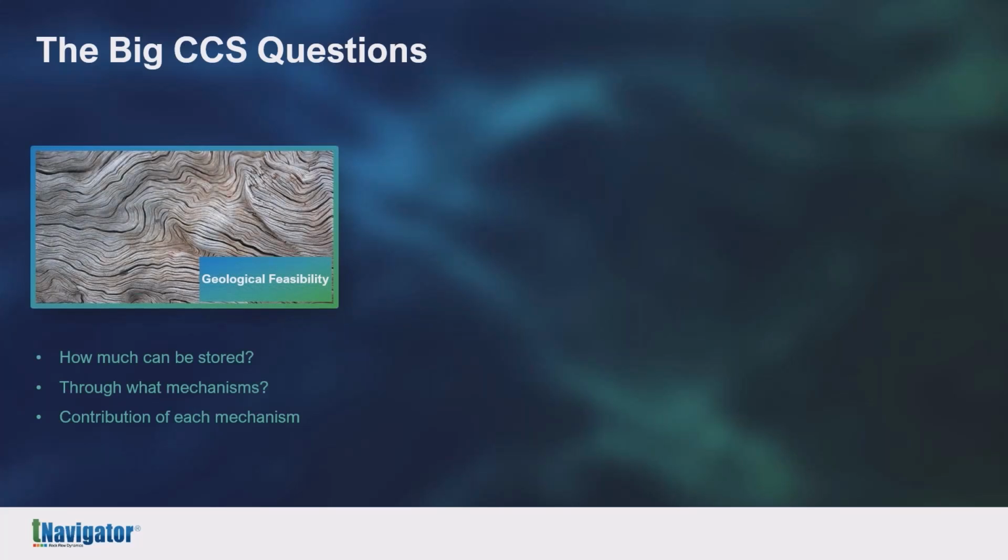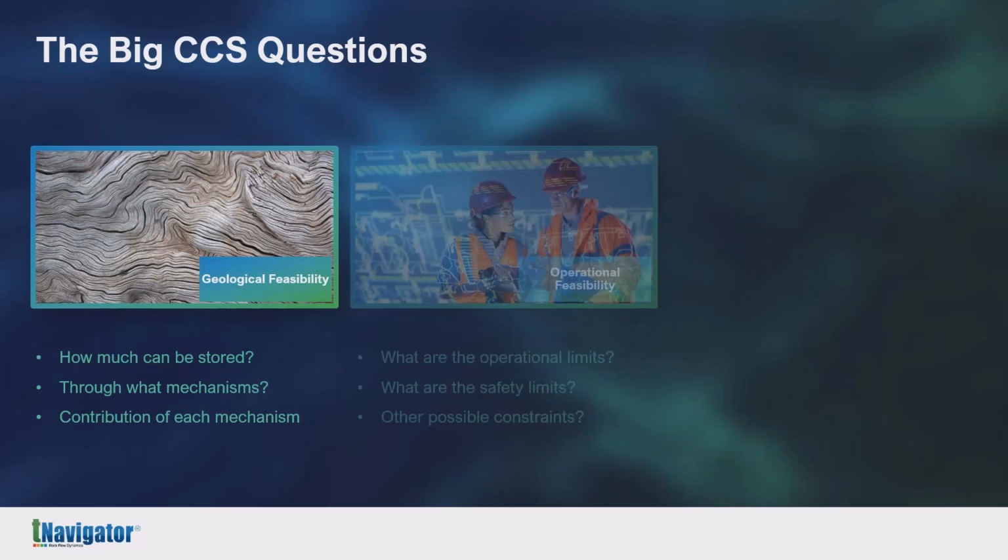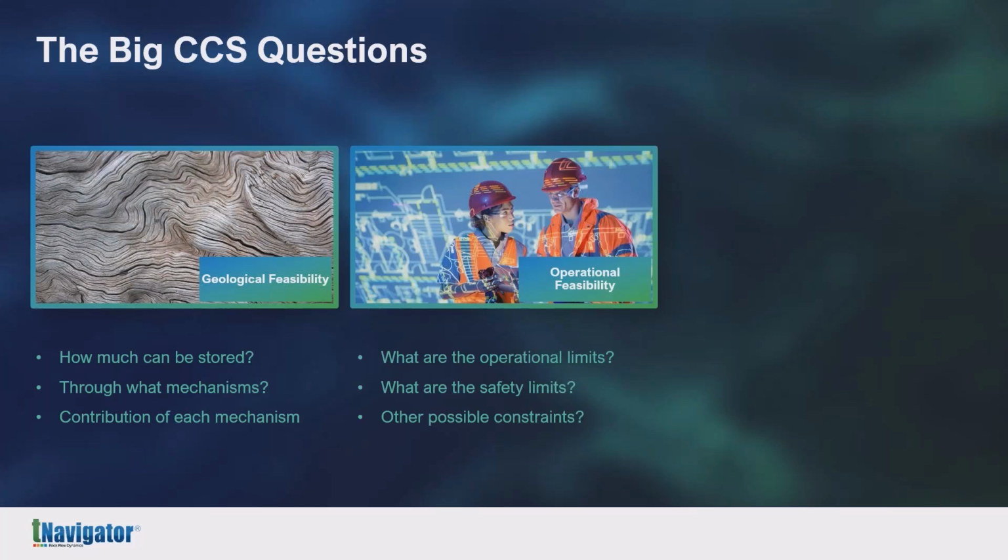First one, you might call it the geological feasibility. These are questions such as how much CO2 can we store, through what mechanisms, and the relative contribution of each mechanism. Second area, you might call operational feasibility. Here we're looking at what are the operational limits, safety limits, and any kind of possible constraints, such as maybe contractual ones. This would deal with the surface network side of things, which my colleague in the previous webinar has gone into depth on.